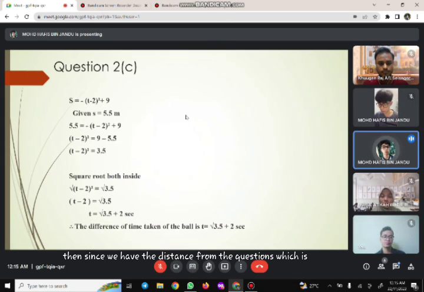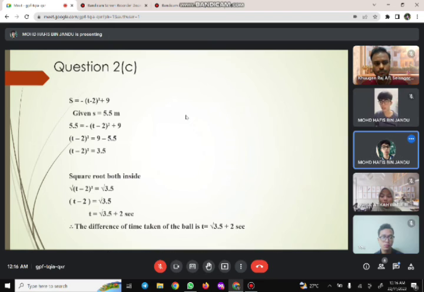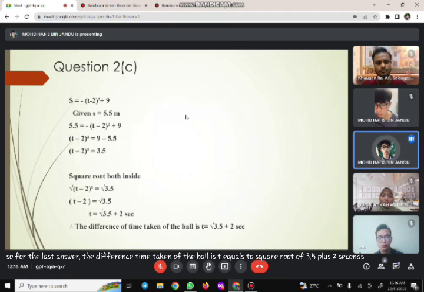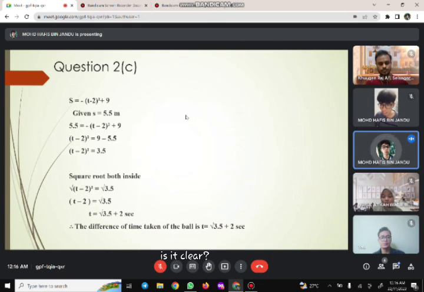Since the height of the ball above the ground in the question is 5.5 meters, we can use the 5.5 meters to represent s in the equation. So we just write like this: 5.5 is equal to negative t minus 2 square plus 9. So we just solve it until we get the value of t. So the answer for the difference of time taken of the ball is t equals square root 3.5 plus 2 seconds. Is it clear?